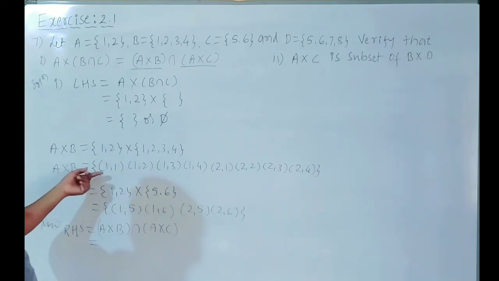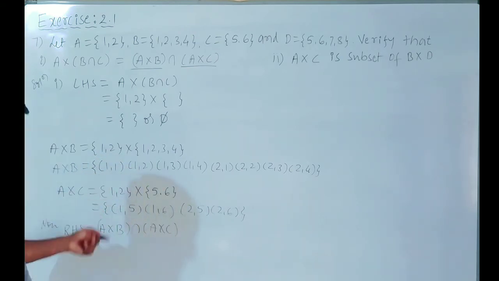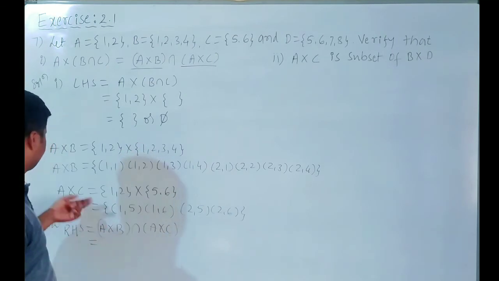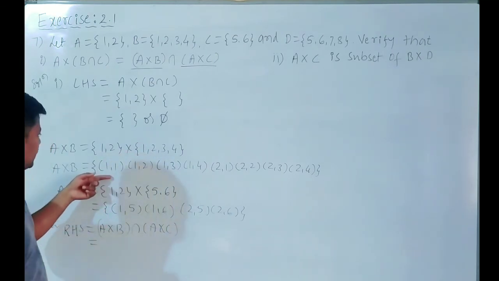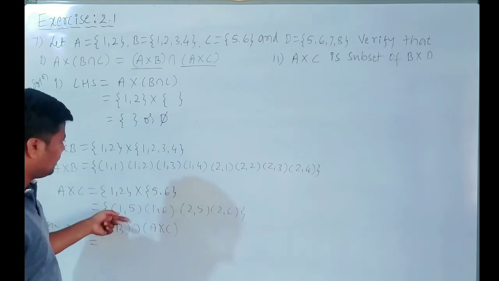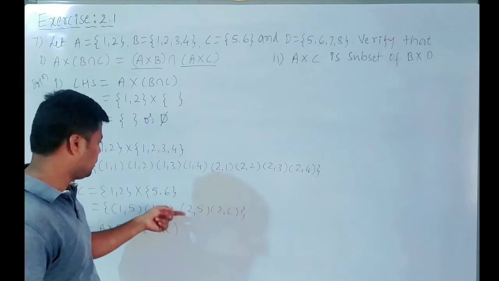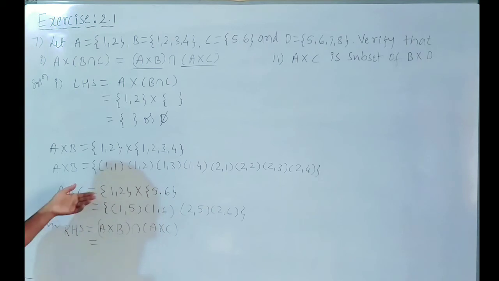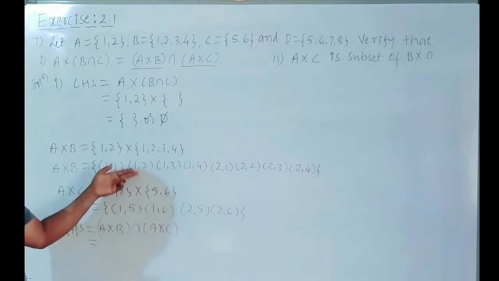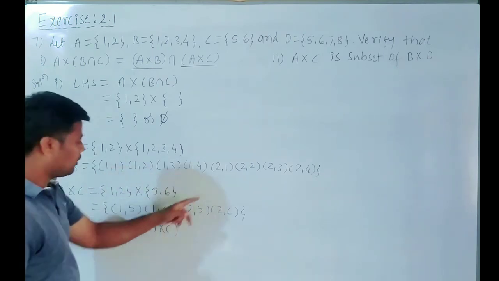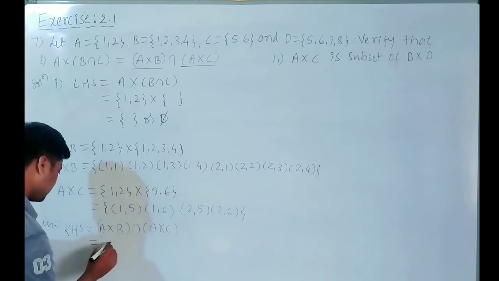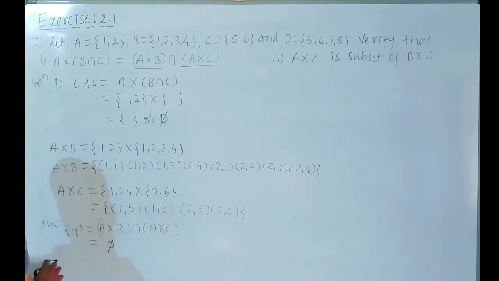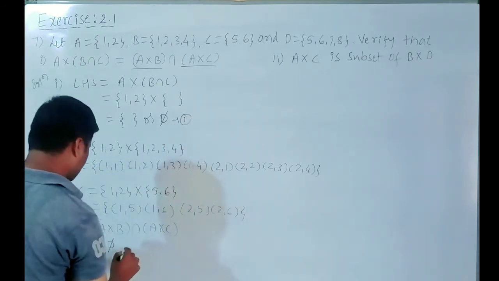See if there are any common elements in A cross B and A cross C. Check the common elements in A cross B and A cross C. Is there any common ordered pair? 1, 5 is not here, 1, 6 no, 2, 5, 2, 6. So no common elements, no common ordered pairs in the Cartesian product of A and B and A and C. So this is also null set. Therefore LHS equal to RHS, called as equation 1 and this is equation 2.